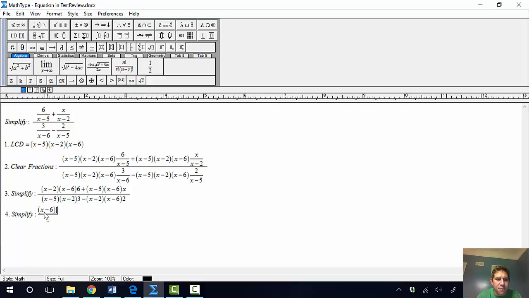When I factor it out, I'm left with on top 6 times the quantity x minus 2 when I rearrange it, plus x times the quantity of x minus 5. And on the bottom, I am looking at a greatest common factor of x minus 2. Again, we see an x minus 2 in this term and an x minus 2 in that term. So when I pull it out, what am I left with? I am left with, looks like 3 times the quantity of x minus 5 minus 2 times the quantity of x minus 6.